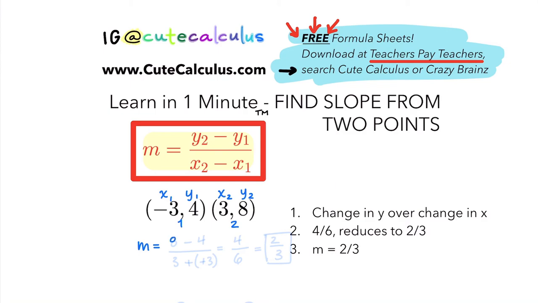It's basically just your first point and your second point. So y2 is 8 minus y1 is 4, x2 is 3, x1 is negative 3. So this is going to be 4 over 6, this turns into plus positive, and that will reduce to 2 over 3.